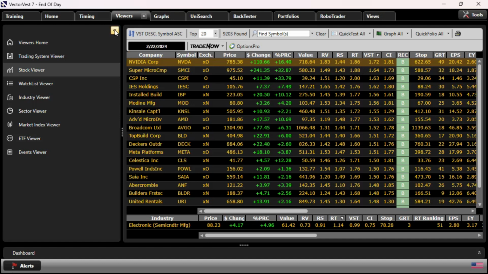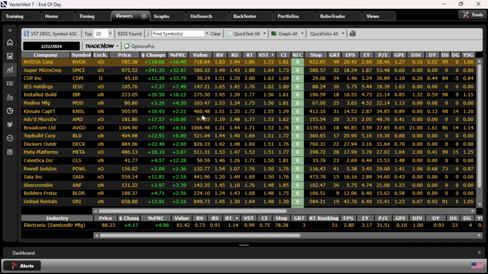So I'm going to start by moving our toolbar over so we can see more of the data fields within the Stock Viewer. And I'll point out that there are currently 9,203 stocks in the U.S. database. We've sorted them all VST descending. So we brought to the top of the list the stocks that have the strongest combination of relative value, relative safety, and relative timing reflected in their VST score. And so you see you're ever only 3 clicks away from finding the best stocks for you.